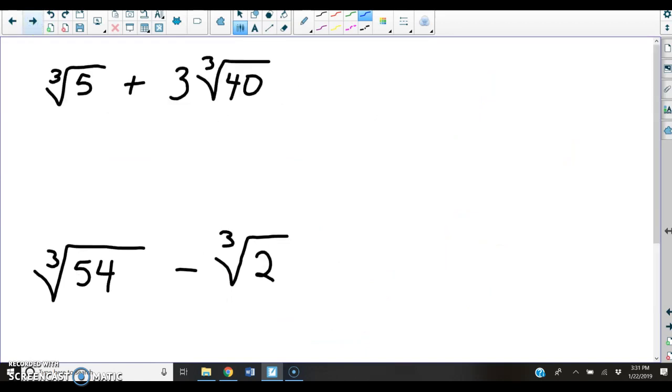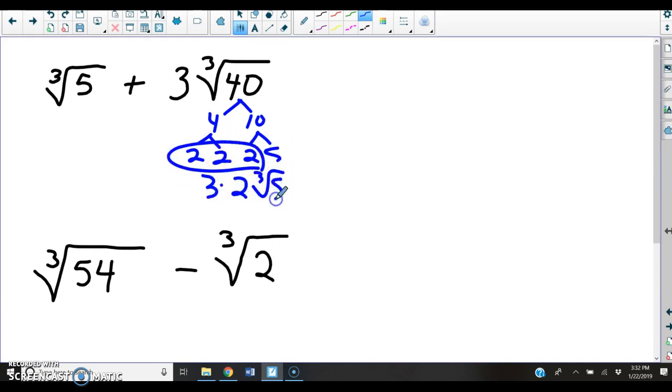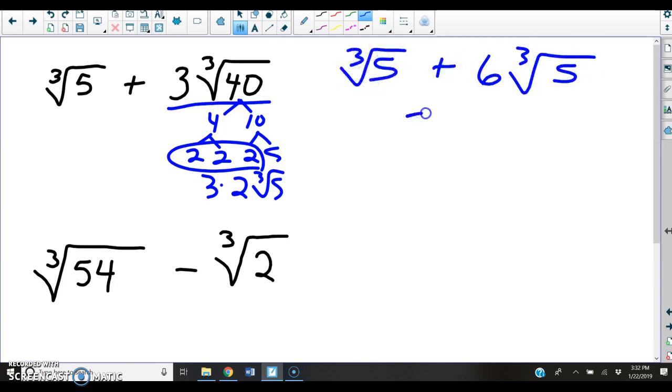These don't look like they're the same until we start simplifying this. This is 4 times 10. That's 2 and 2. 2 and 5. There's 3 2's. So this is going to become 3 times 2 cube roots of 5. So this whole thing is going to be 6 cube roots of 5. Added to my cube root of 5, that is my first term, I end up with 7 cube roots of 5.